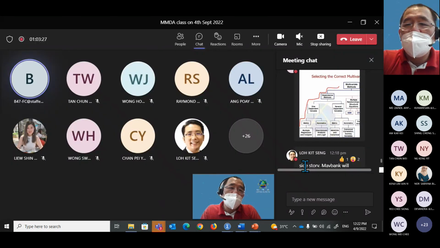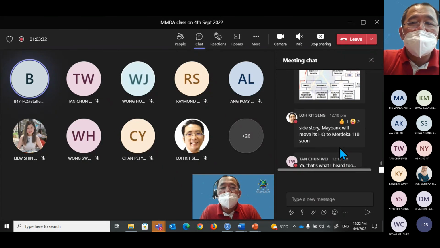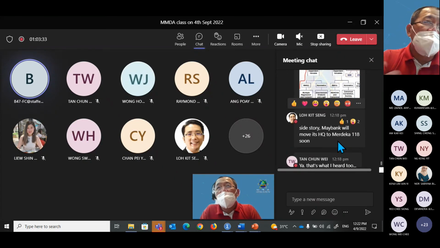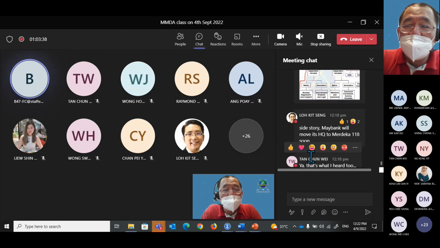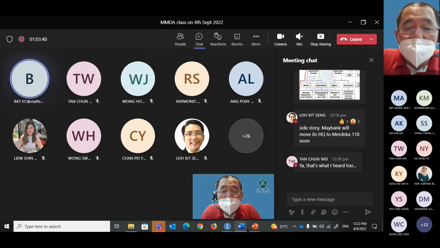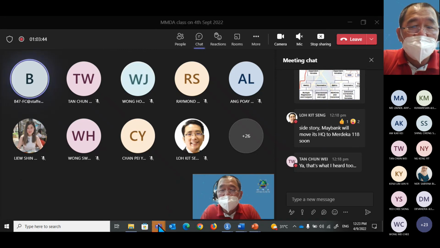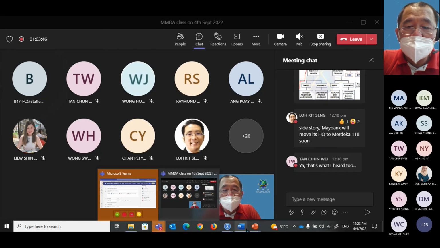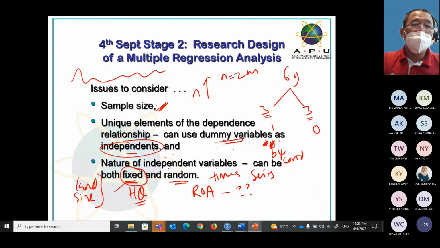This one is saying they did not change too much. Once in a while they change the HQ, but not always like that. I mean for the mapping. Okay, now we continue.